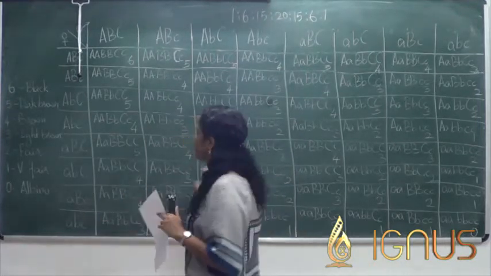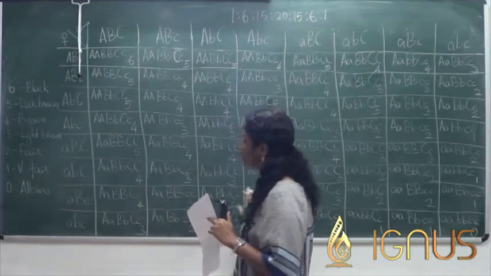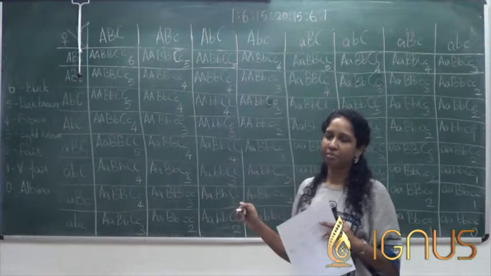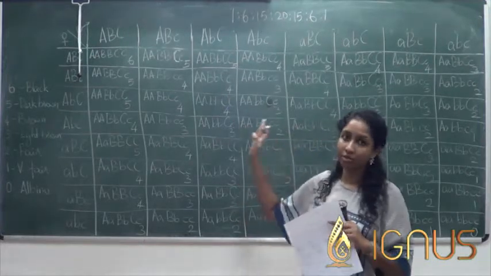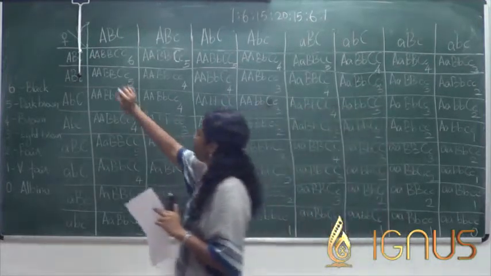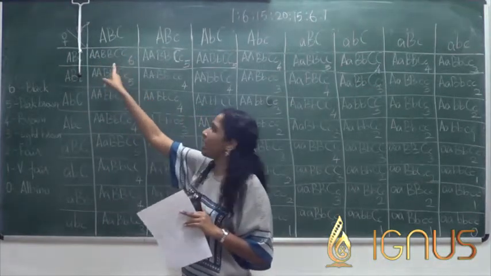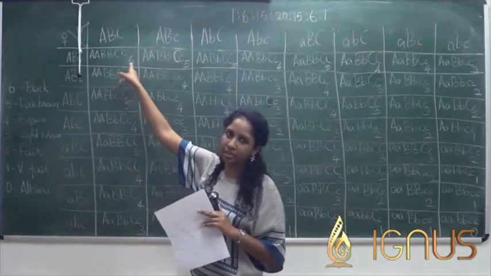Okay, once you do the F2 generation, what you are going to figure out next is how many dominant genes are present in each of the offspring. So starting off from here, you can see that there is only one offspring which has all 6 dominant.